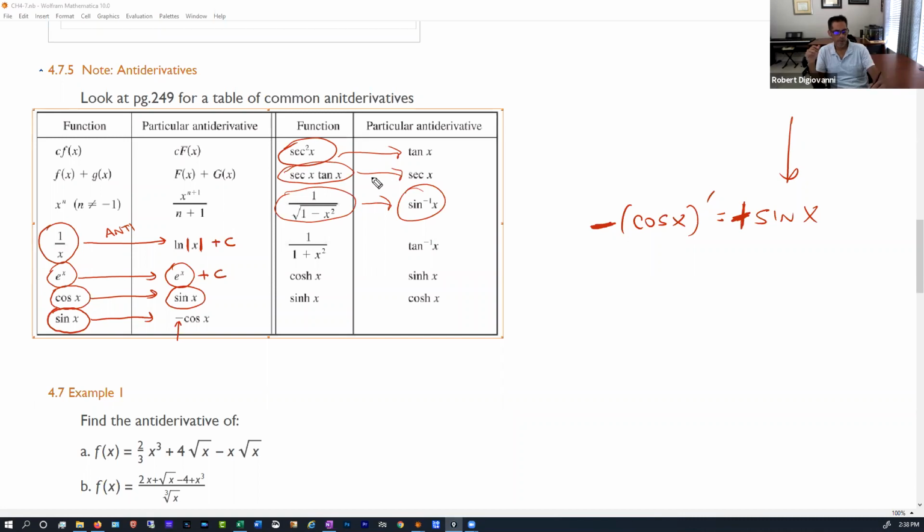All right, and then this one, this was the one that I starred. Remember that one? Put a bunch of stars next to that one. So the antiderivative of 1 over 1 plus x squared is arctangent of x. So if we ever see this, and we want to know where that came from, that's the derivative of something, we need to know that that's arctangent.